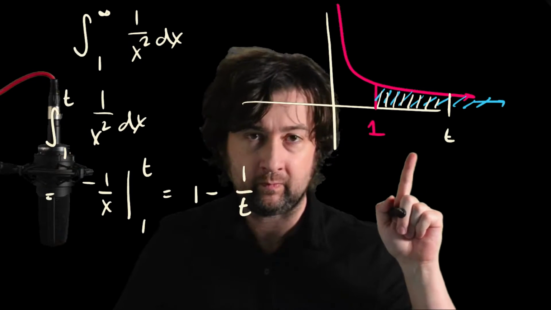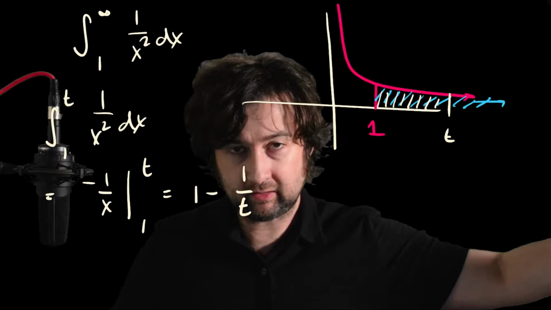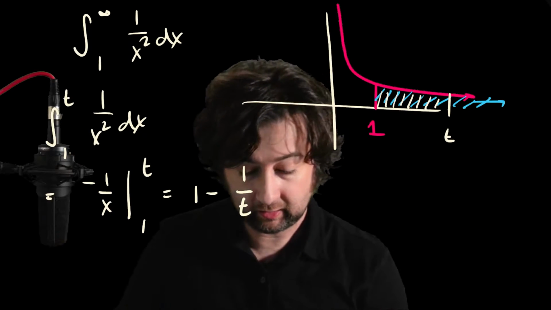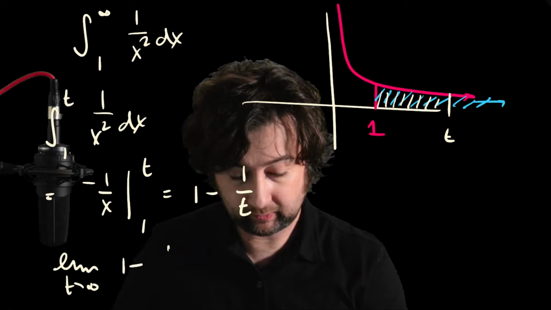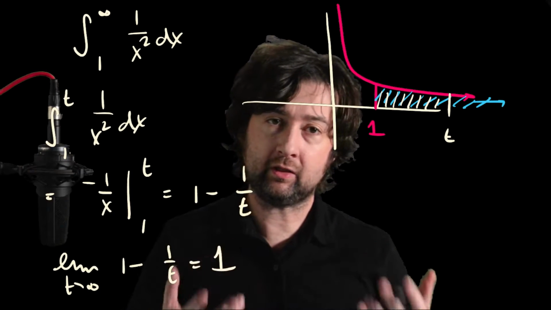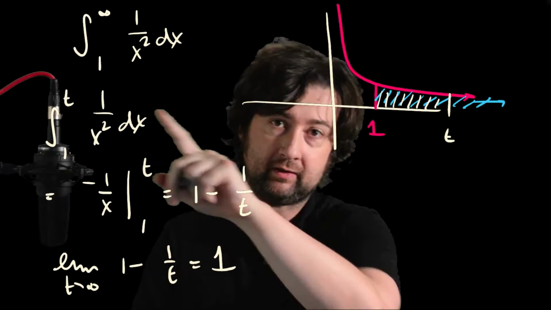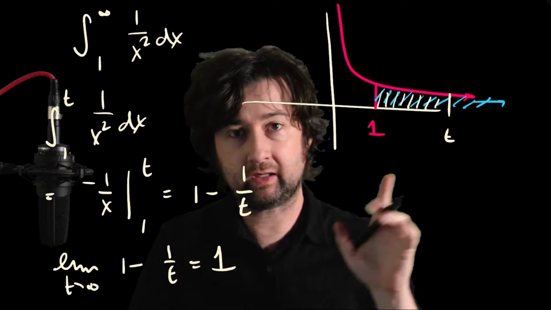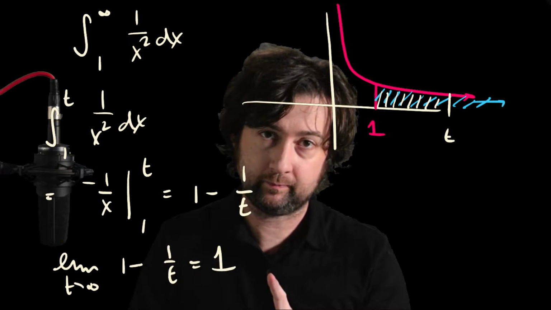And in particular, that continues to hold if I let t go out forever towards positive infinity. So we could say that the limit as t goes to infinity of 1 minus 1 over t, well, that limit is 1. So we can interpret an expression like this as an area of an infinite region, and we say that that makes sense as long as the limit that we compute turns out to be a finite number.